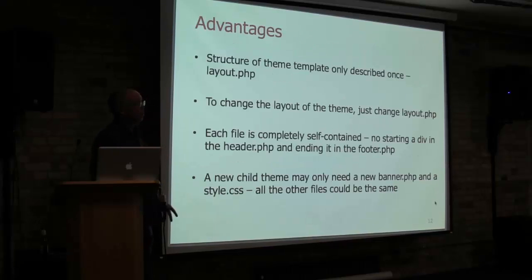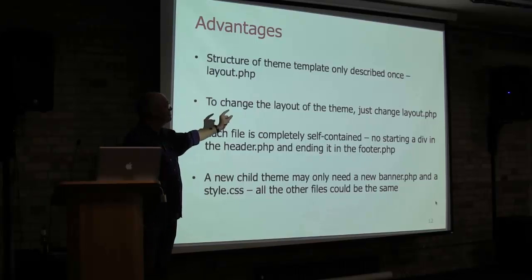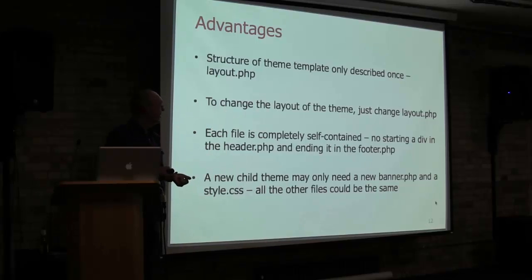So the advantages are, of course, that the structure of my theme is only defined in one place, which means that if I want to change the layout of the theme, I only need to change that one file. Either you can child theme it, or if you just want to clone the theme and put it into another theme, you just need to move the bits around within layout.php, and everything else stays pretty much the same. Because each file is completely self-contained now. There is none of this starting a div in the header and ending it in the footer, which you get in most WordPress themes that I've seen, including the default ones.